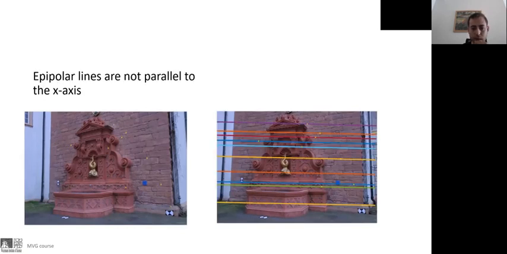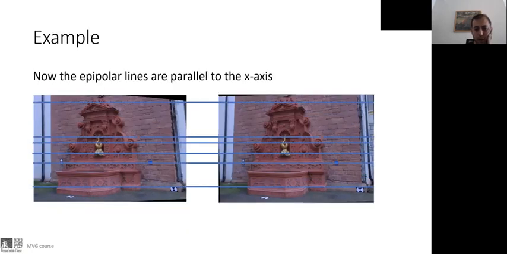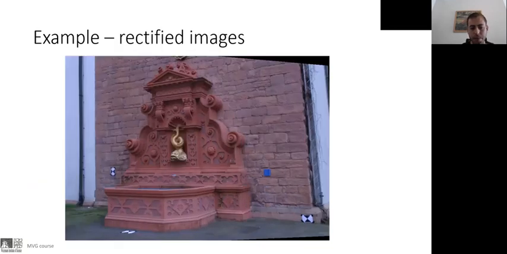Those are the input images. Epipolar lines originally are not parallel to the x-axis, and lines parallel to the x-axis are not epipolar lines, but after rectification, you see that it is the case. You see that lines parallel to the x-axis are corresponding epipolar lines. Everything is matched here between the corresponding epipolar lines, and you can see the two rectified images where corresponding points are just at different disparities.